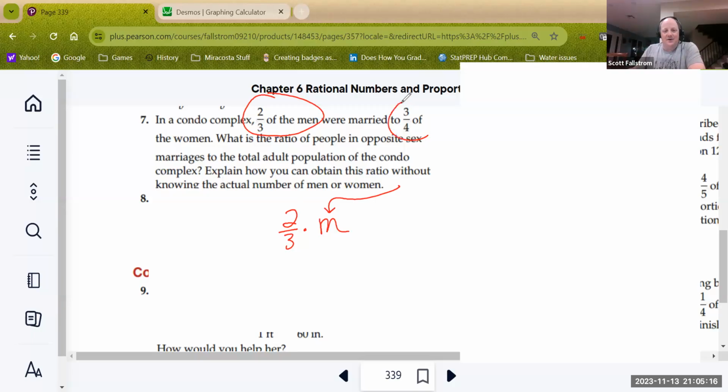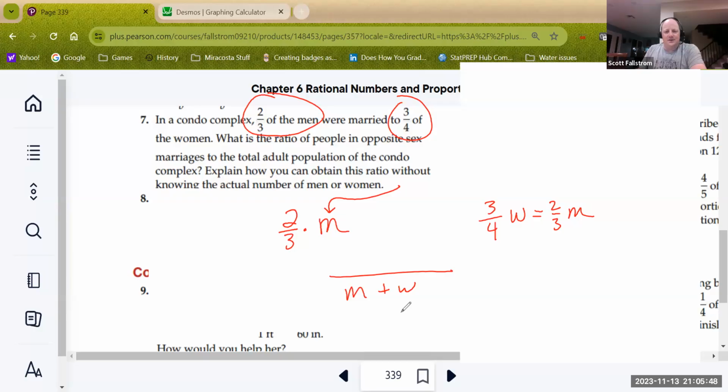And that would mean over here, 3/4 of the women. Okay, well, 3/4 of the women are married. And that has to equal 2/3 of the men. So I have a nice little equation there. And it says, what is the ratio of people in opposite sex marriages? Total people would be the married women plus married men. And the total population would be men plus women.